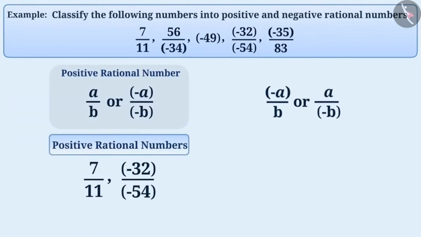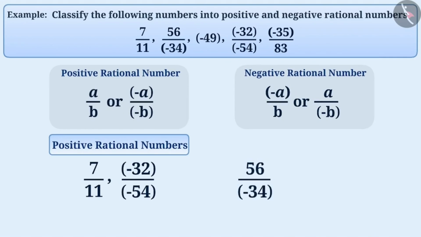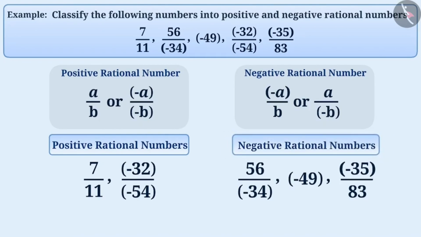Similarly, if either the numerator or denominator of a rational number is a negative integer, then it is called a negative rational number. For example, 56 by minus 34, minus 49, minus 35 by 83, etc. are negative rational numbers. Here we have also considered minus 49 as a negative rational number.